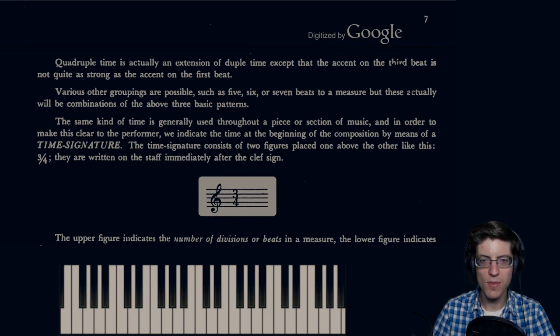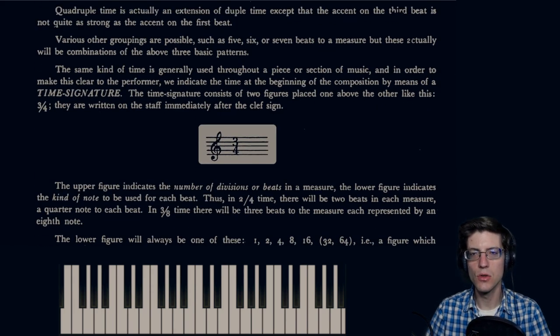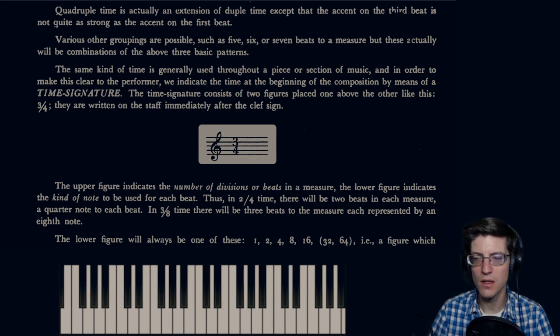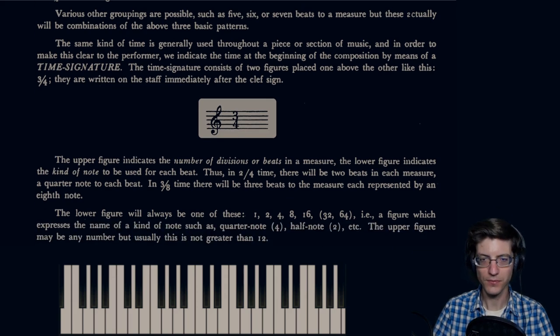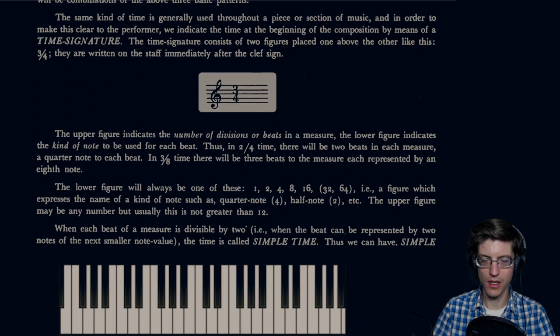The same kind of time is generally used throughout a piece of music or section of music. And in order to make this clear to the performer, we indicate the time at the beginning of the composition by means of a time signature. The time signature consists of two figures placed one above the other, like this, 3, 4. They are written on the staff immediately after the clef sign. So in this little example, we have our treble clef followed by our time signature, which is 3, 4.